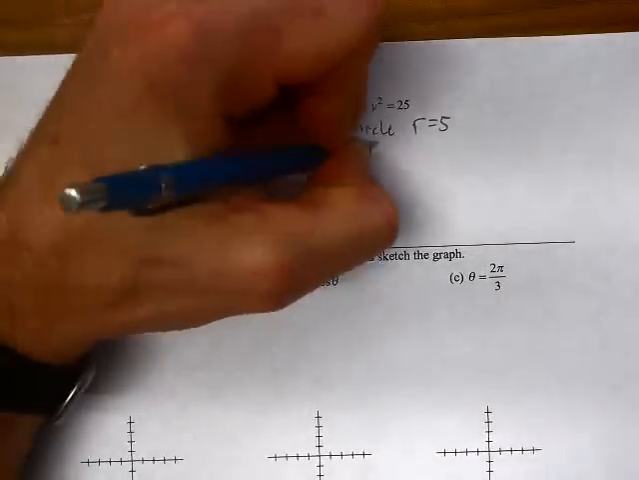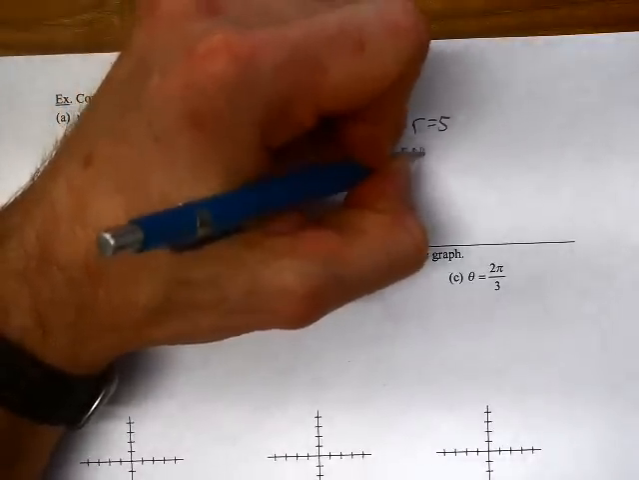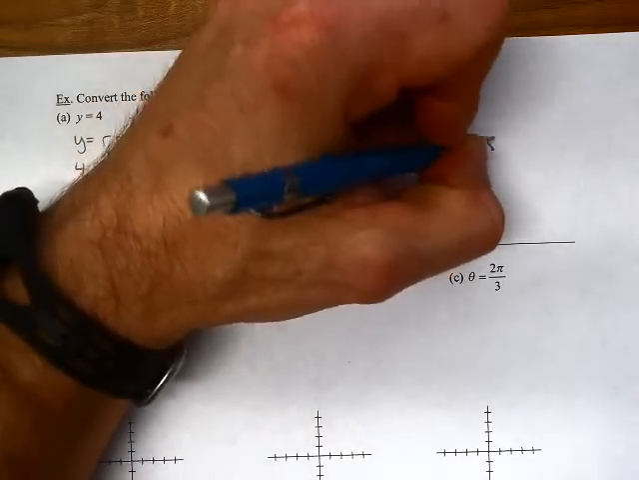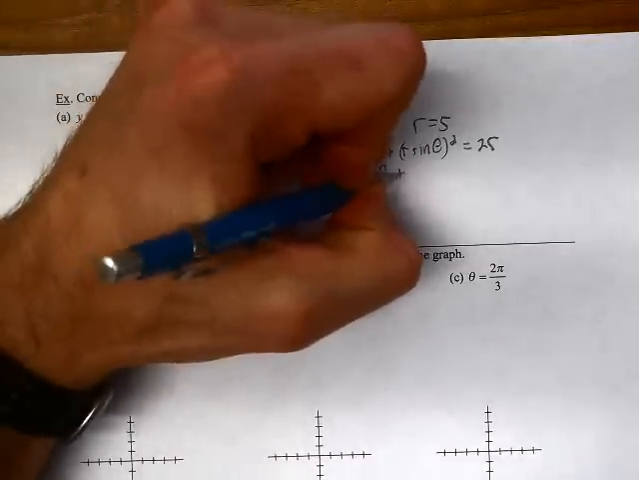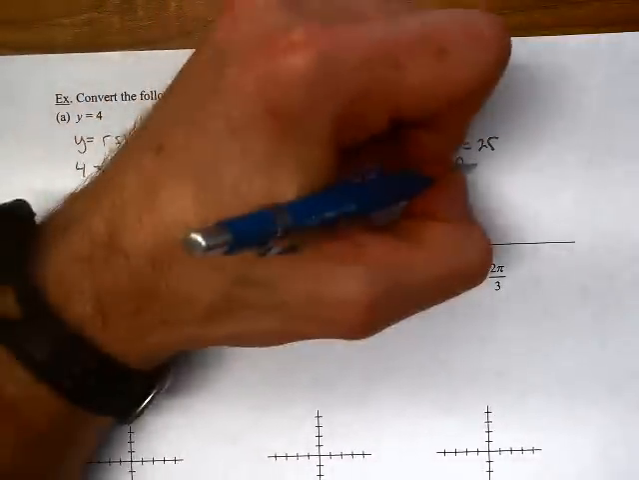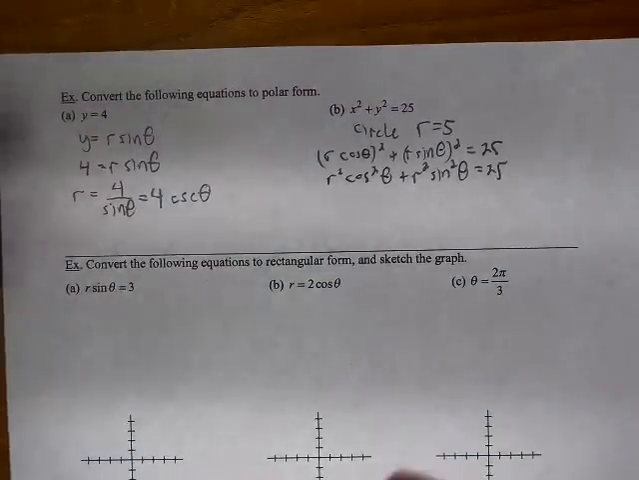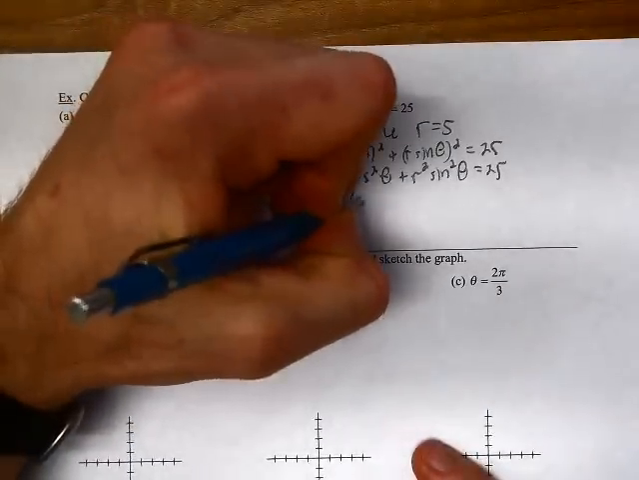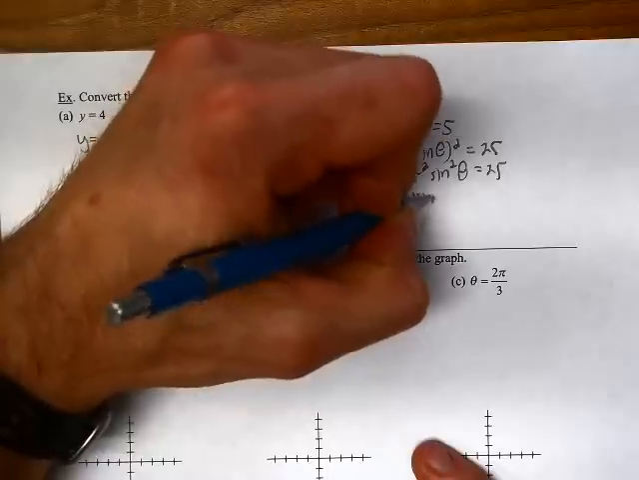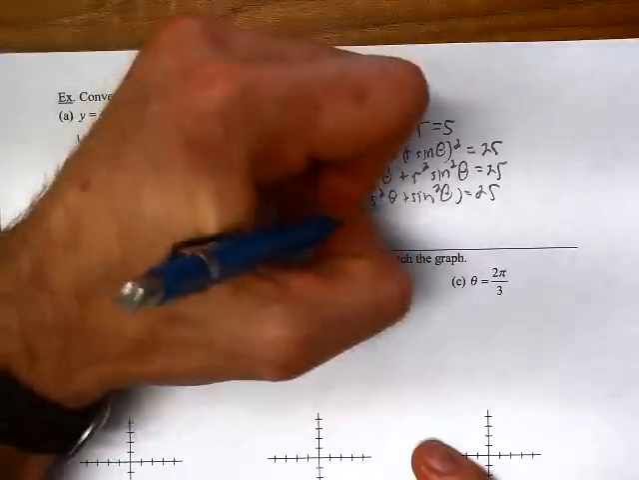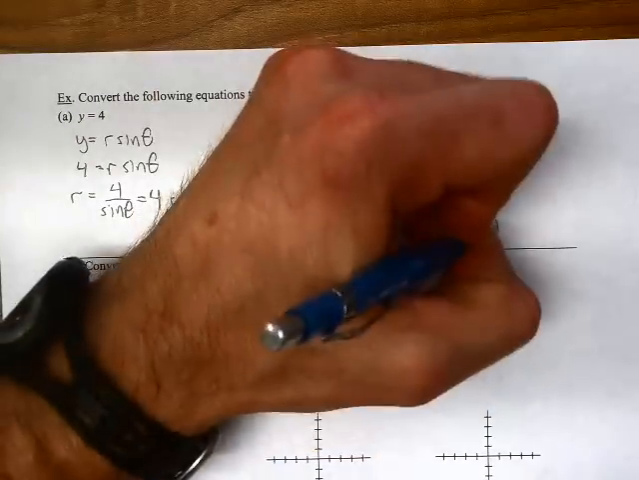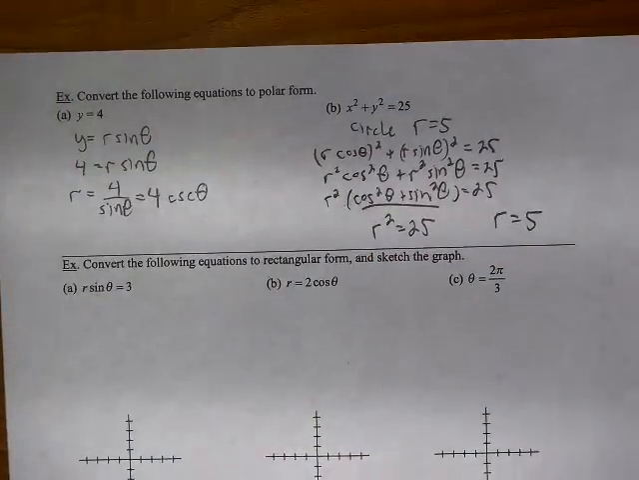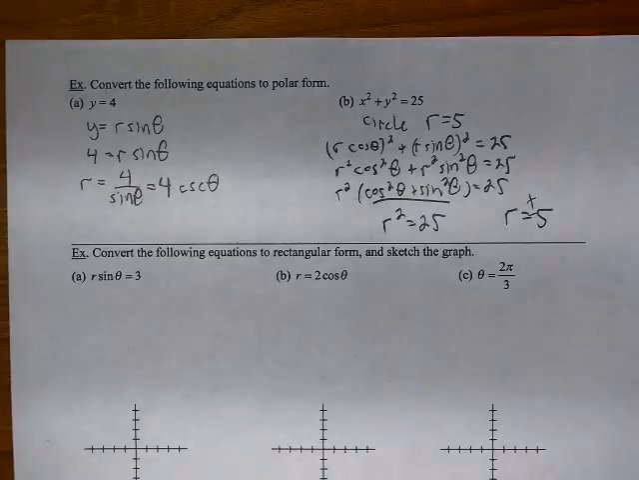X is r cosine theta, so if we square that, and y is r sine theta, so we square that, equals 25. Here we have r squared cosine squared theta plus r squared sine squared theta equals 25. Now we can factor out the r squared, and what we're left with is cosine squared theta plus sine squared theta, which hopefully we recognize as a Pythagorean identity. That's equal to 1, so r squared equals 25, so r equals 5. Really plus or minus 5. But in terms of the graph and how it would look, the radius will be 5.